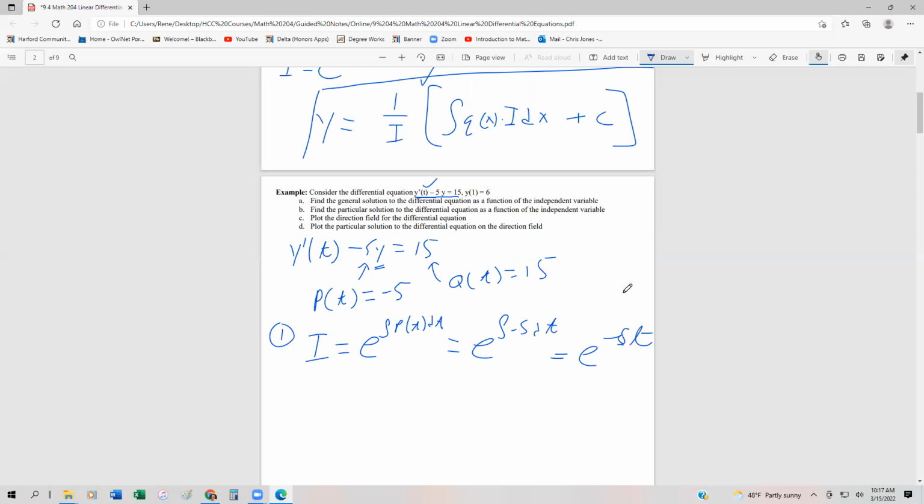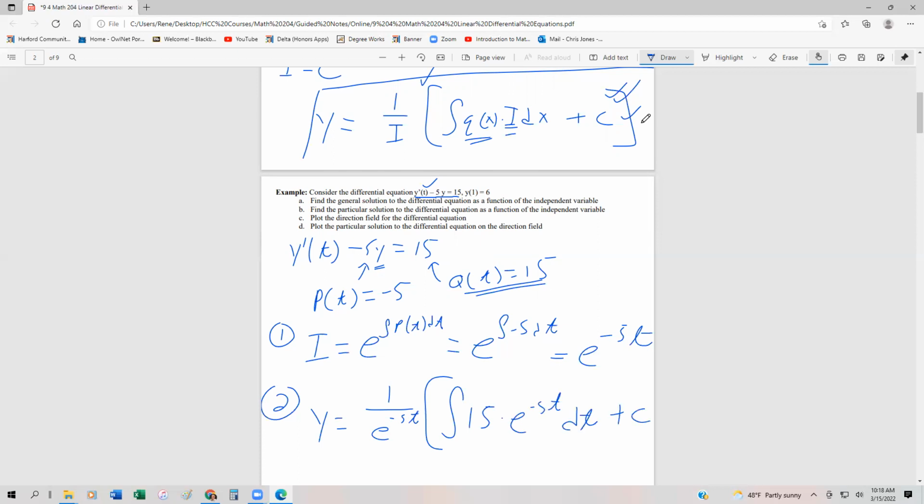All right, so that's pretty easy to be able to find the integration factor for I. Right? Now, next thing we're going to do at this point is we're going to substitute it back into this formula. And again, we're going to replace x's with t's because our independent variable is t. So y is going to be equal to 1 over I, which we just found to be e to the minus 5t, times the quantity of the integral of q at t. Okay, so just substituting there, which is 15, times I, which is going to be e to the minus 5t. We have our dt, and then a plus c.